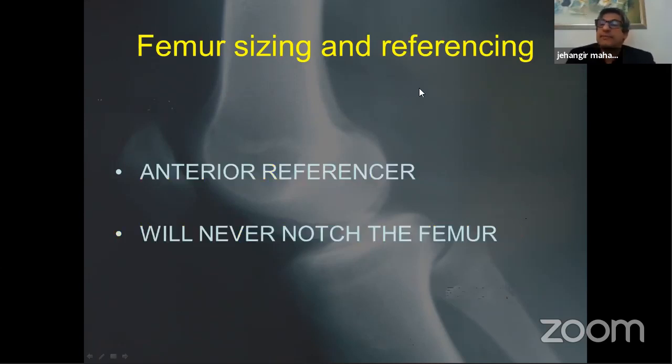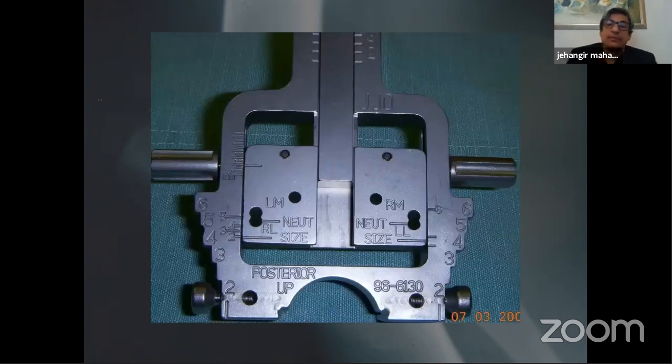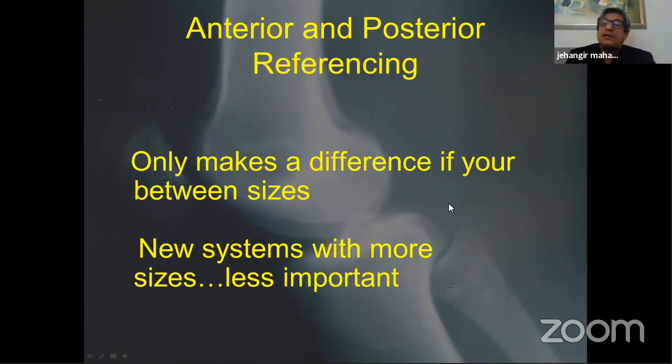The anterior referencing person says, I will never notch my femur. These are two fundamental differences between referencing. I use a posterior referencing up, which is my jig. That's your posterior up. And as I've said before, when does it make a difference? It only makes a difference when you're between sizes. If you're a straightforward 3 or 4, or whatever implant size you are on your system, it doesn't matter whether you're posterior up or anterior down.